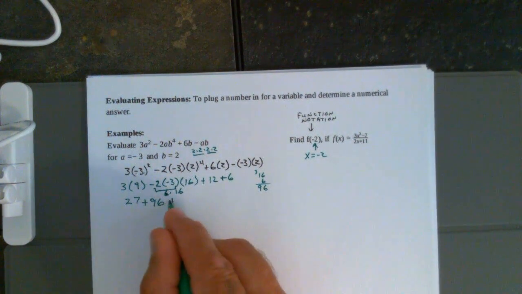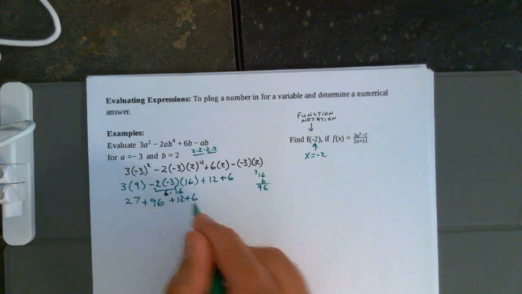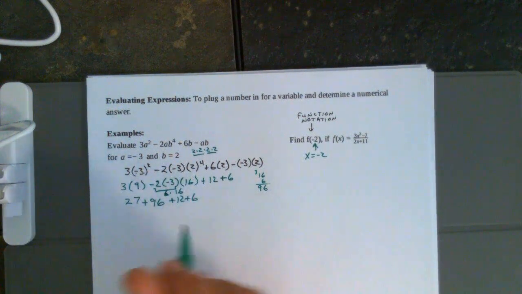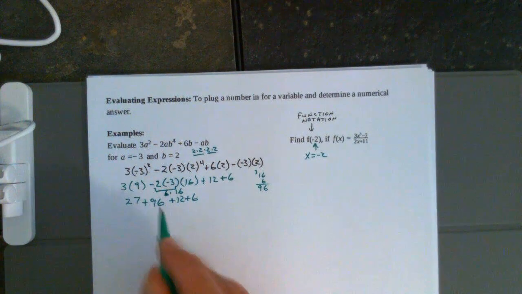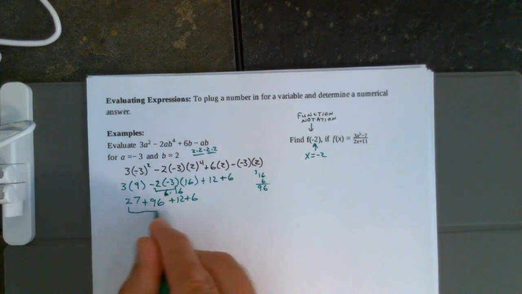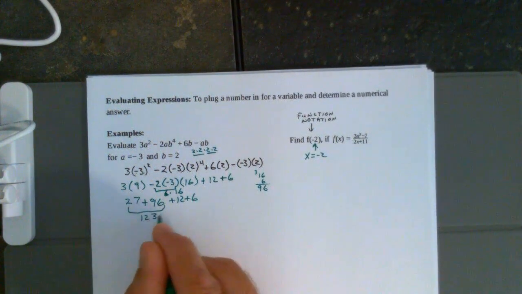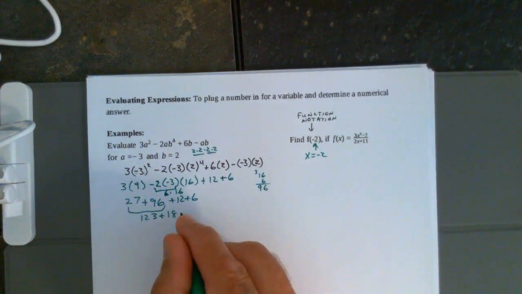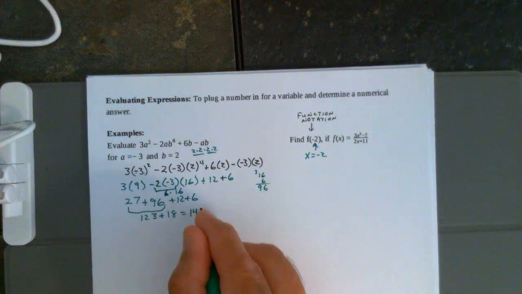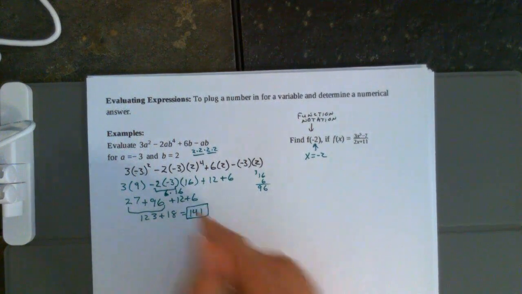Then we have a +12 and a +6, which we could have gone ahead and added up. So now we need to add all this up. 27 and 96, that part's 123. 12 and 6 are 18. If we add the 123 and the 18, we get 141. So there is our answer.